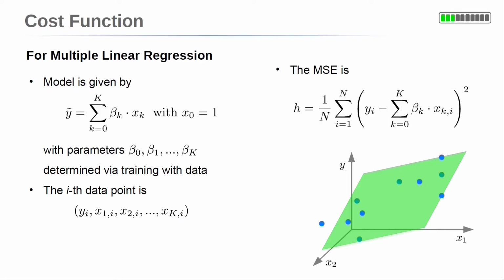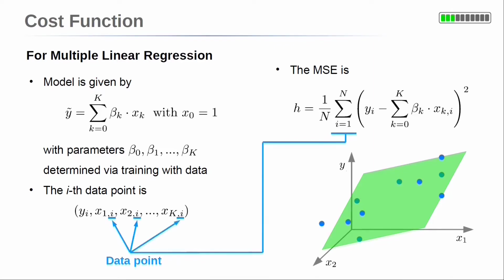The resulting mean squared error for the multiple linear regression model is then shown on the upper right. Similar to the two indices at the data points variables, we have two summations. The first one is the mean squared error related summation over all data points. The second one is over all dimensions starting from k is equal to 0 to include the y-intercept to capital K.